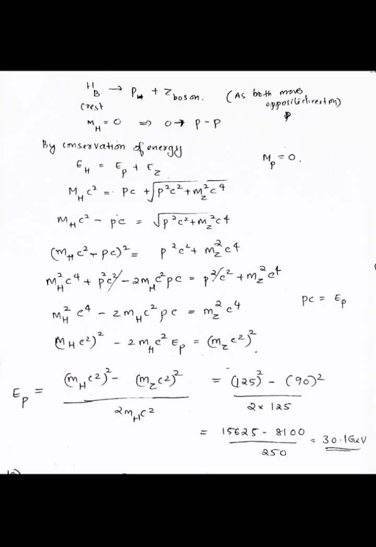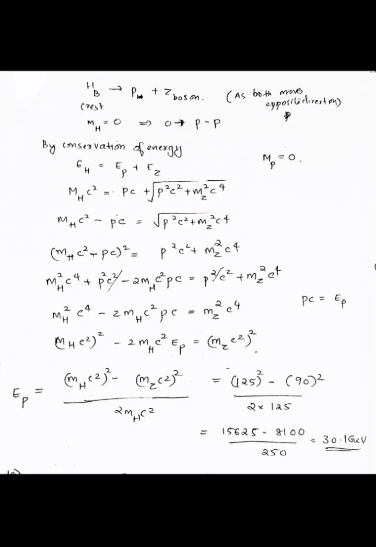We know that Higgs boson gives photon plus Z boson. So by the conservation of energy, E H is equal to E P plus E Z. We know m P, that is the mass of photon, is equal to 0. So we can write it as m H c square is equal to pc plus square root over p square c square plus m Z square c raised to 4. That is m H c square minus pc is equal to square root over p square c square plus m Z square c raised to 4.